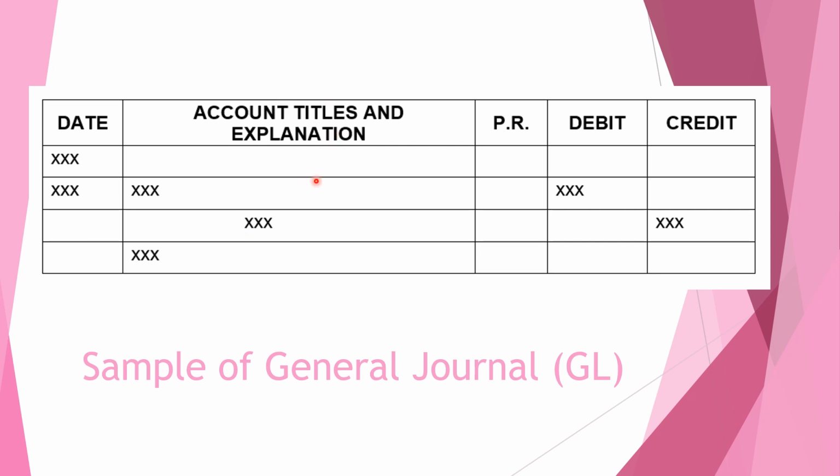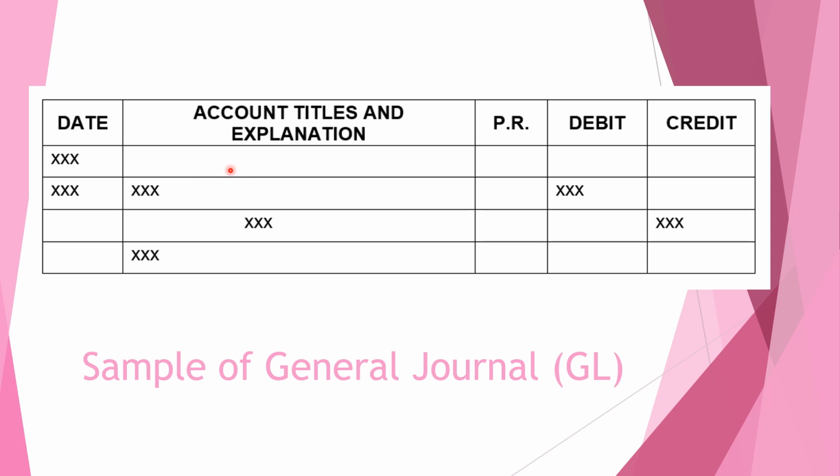So the column titled reference, which stands for reference, is left blank when the journal entry is made. So you don't have to write anything here. This column is used later when the journal entries are transferred to the ledger account. So here, the debit account title, that is the account to be debited, is entered first at the extreme left margin of the column headed account titles and explanation.